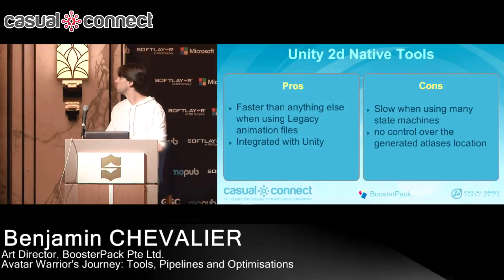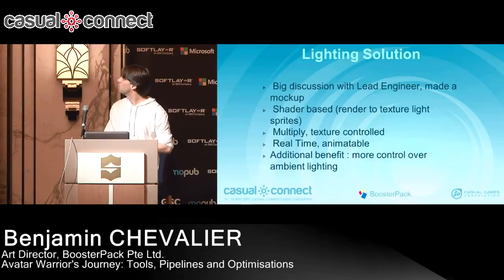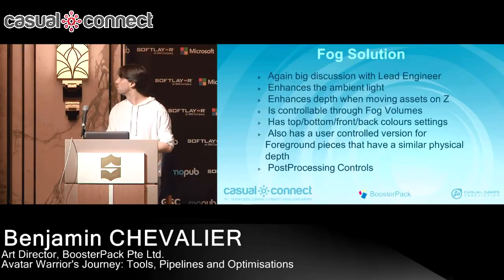And then, just to recap our lighting solution, we had a big discussion with the lead engineer, with mock-ups and stuff, so he could understand and propose even better solutions. He came up with the ambient lighting, fine-tuning for the shadows and the lights. It's all shader-based. It's multiply. It's texture control, so you make sure that the light goes exactly where you want and doesn't affect your shadows in your texture. It's real-time, animatable. You can colorize it, and that's it.